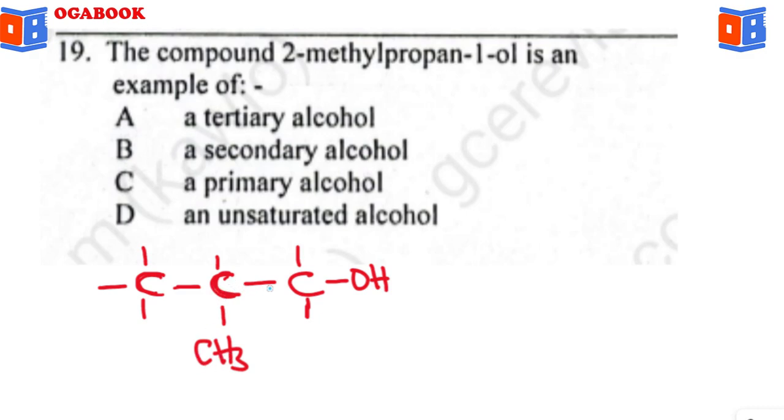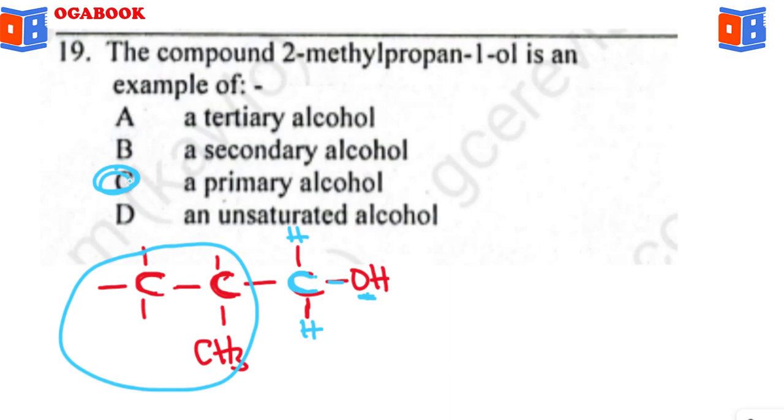So it is primary because only one of the hydrogen atoms from the functional group carbon has been replaced by this whole group. This is an alkyl group that has replaced one hydrogen atom from the functional group carbon. The functional group carbon is that which carries the main functional group, which is the OH group. So it is a primary alcohol, making our answer to be C.